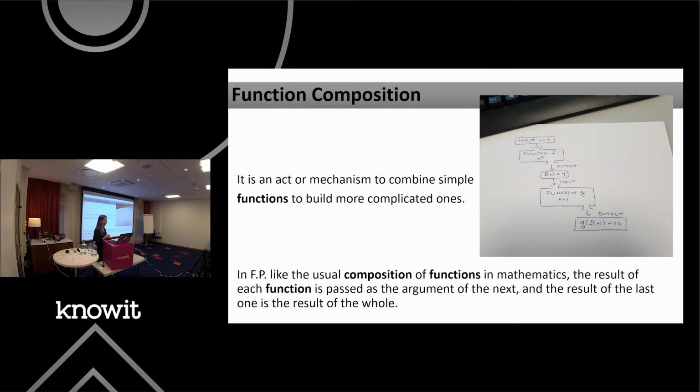Function composition. Now, to achieve function composition, we use higher order functions. Function composition is an act or a mechanism to combine simple functions to build more complicated ones. In functional programming, like the usual composition of functions in mathematics, the result of each function is passed as the argument of the next, and the result of the last one is the result of the whole. We want to encourage function composition because it helps us decompose, break apart problems, and breaking apart problems helps with the usability and maintainability of the code.